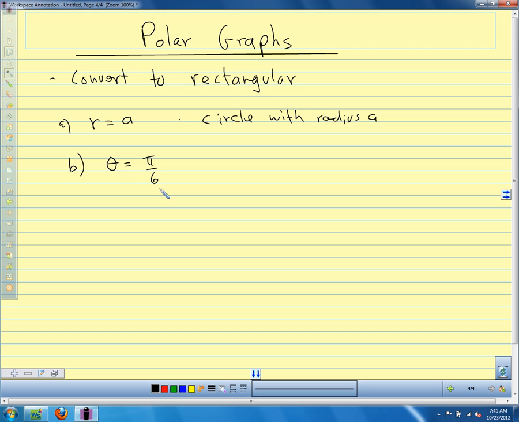What's our conversion between rectangular and polar when we have theta? Tangent. So we could say tangent of theta, tangent of pi over 6 equals y over x. So this tells us that y over x equals square root of 3 over 3, and y equals square root of 3 over 3 x. So that is definitely a line, and the slope is just the tangent of our angle. So the slope is square root of 3 over 3.